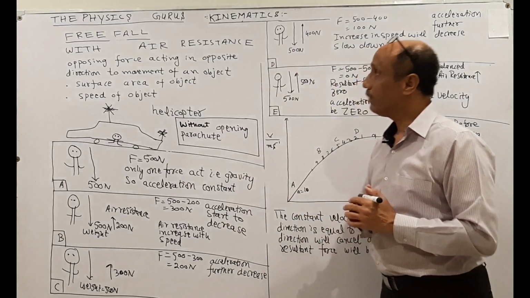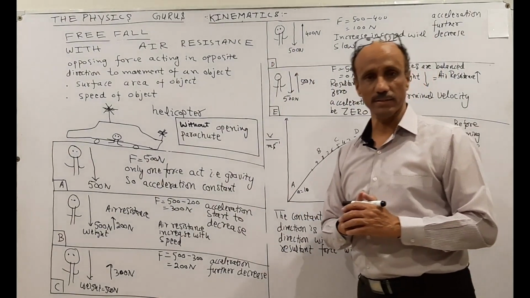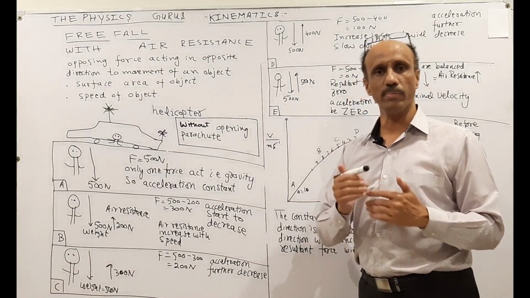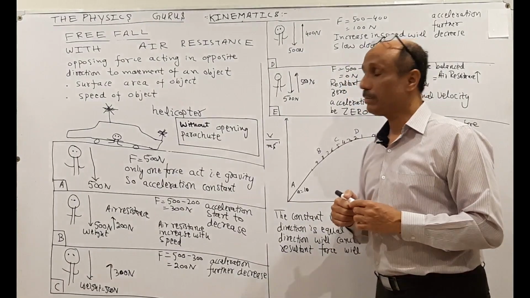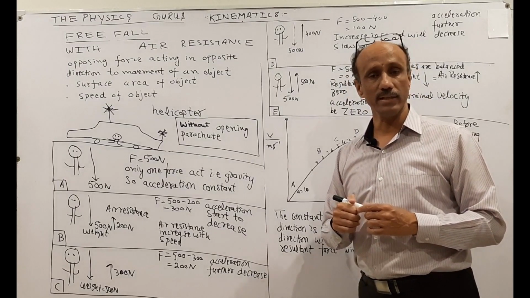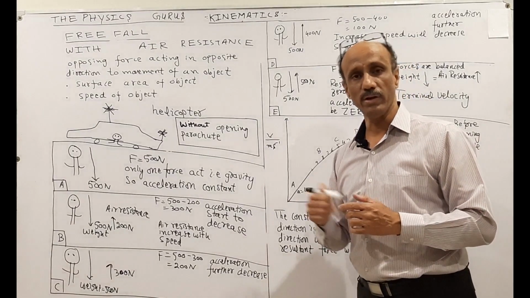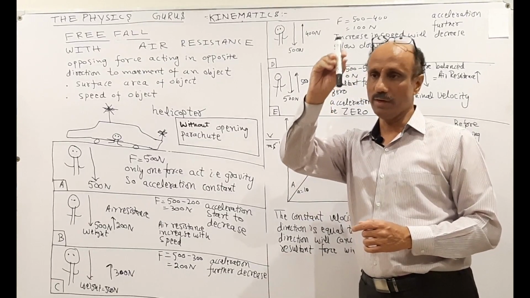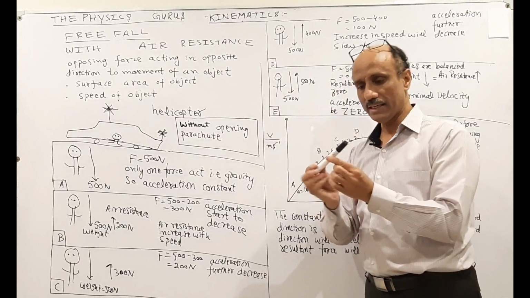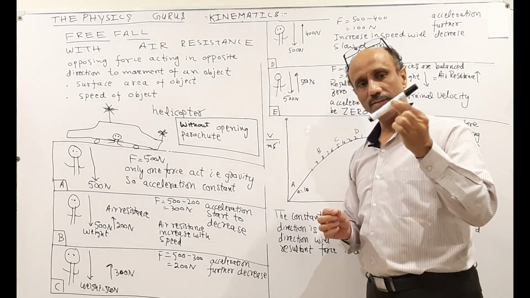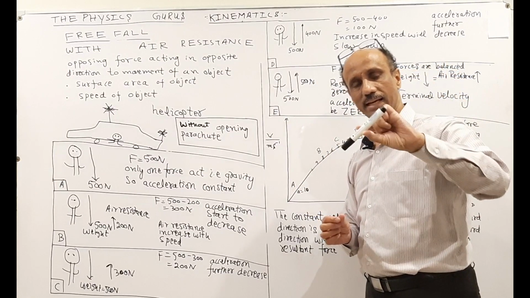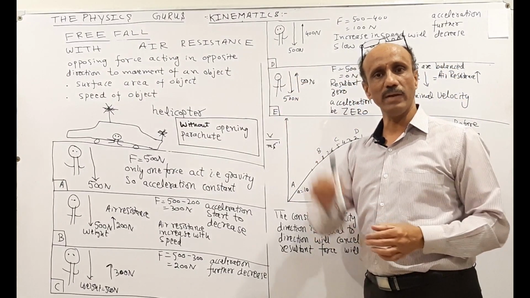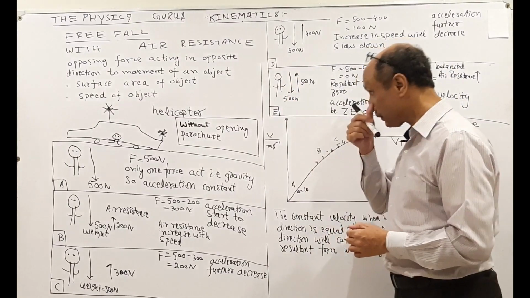Now, whenever there is air resistance, resist means to oppose. So this is an opposing force which always acts in the opposite direction of the movement of an object. If the object is going up, it will act in the downward direction. If the object is going in this direction, the air resistance will act in this direction. If the object is going in the downward direction, the air resistance will act in the upward direction.